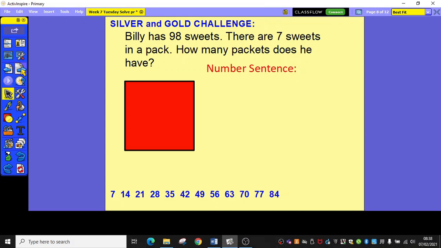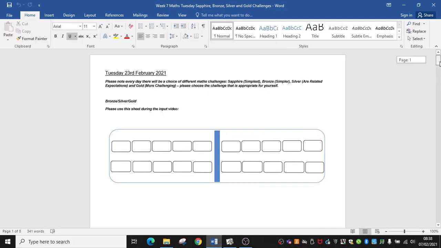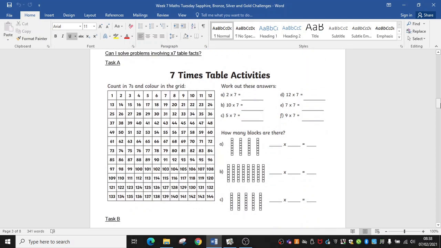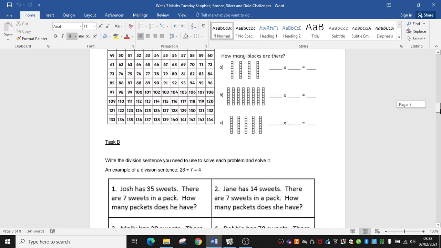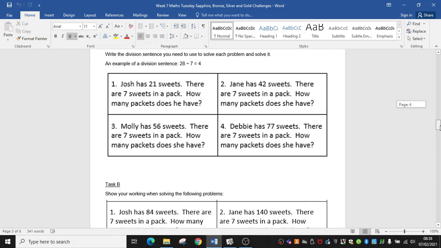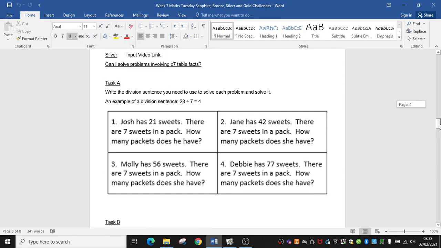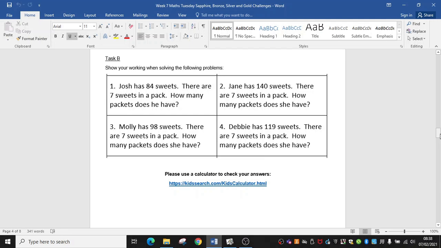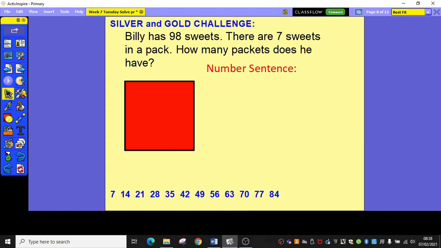So if you are not 100% confident with the 7s, I would like you to start your work now. Choose the bronze challenge. Doesn't matter if you've often been choosing the silver or the gold. If you're not confident with the 7s, then please complete those problems there. Move on to task B, and then you might feel confident enough to have a go at task A on silver as well. We're now going to focus on looking at silver task B and gold challenges. So anyone doing those will need to continue to watch the video, please.